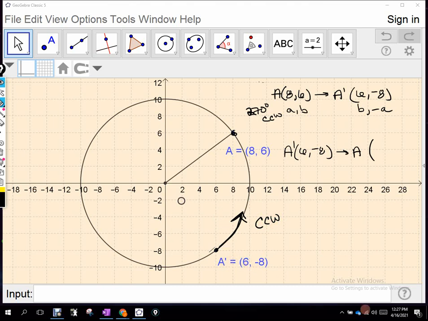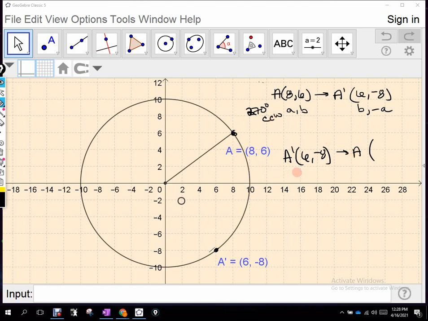Okay. Actually, let's do it this way. Let's not start with A prime, because I think it might make it a little bit more simple. No, we got to start with that. If I start here and I want to go to A, how many degrees do I need to go counterclockwise? 90, right? Okay.